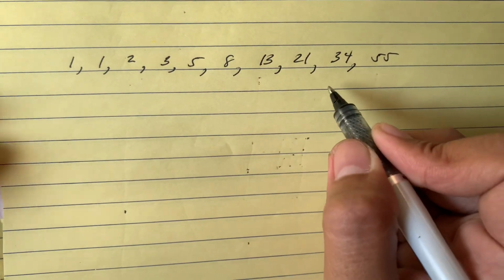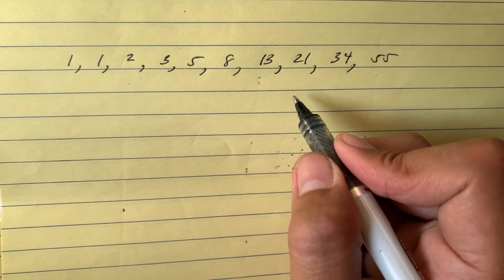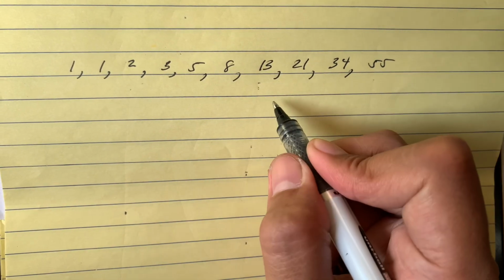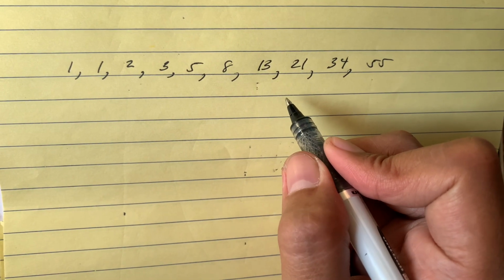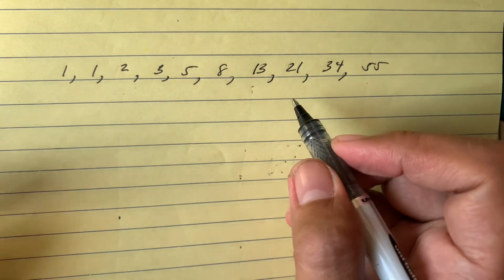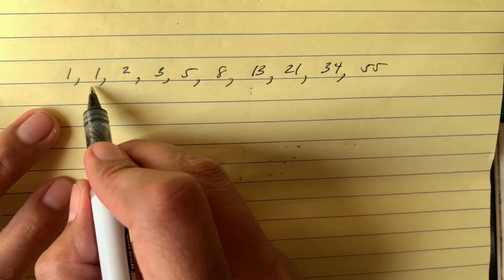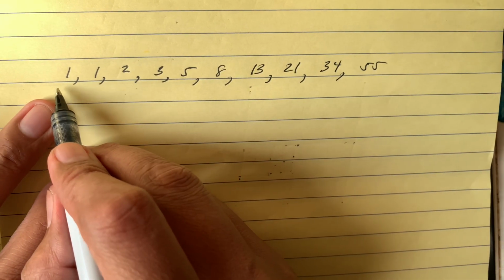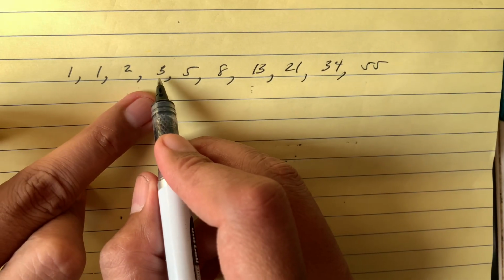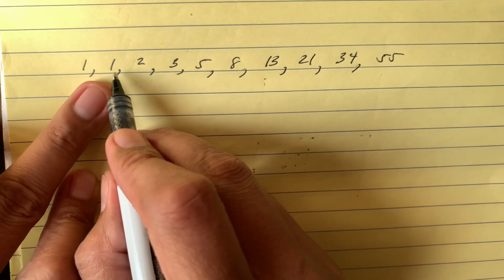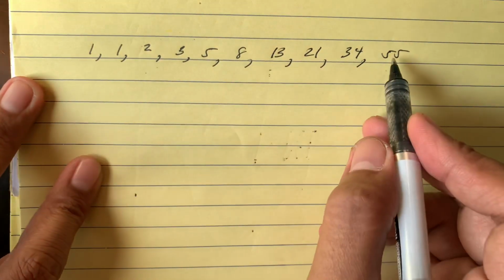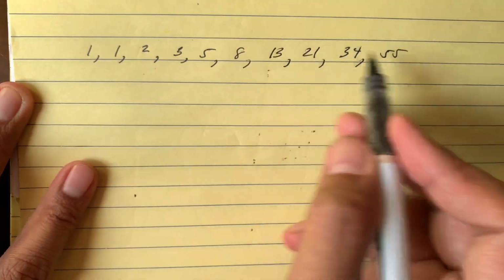Again, how do we get the succeeding elements of a Fibonacci sequence? We can find the next element by simply adding the last two elements. For example, here we have 2, the third element. We add the first element and the second element. Then how did we get 3? We add the second element and the third element. That applies to all.